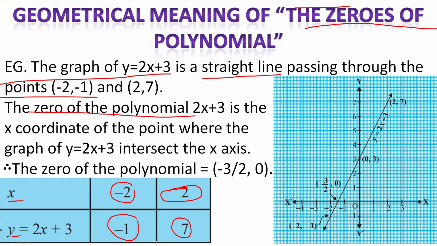After drawing the graph, you will get a straight line, where the graph intersects the x-axis at (minus 3 by 2, 0). Actually, where the graph intersects the x-axis is called a zero of the polynomial. Here the zero is minus 3 by 2.